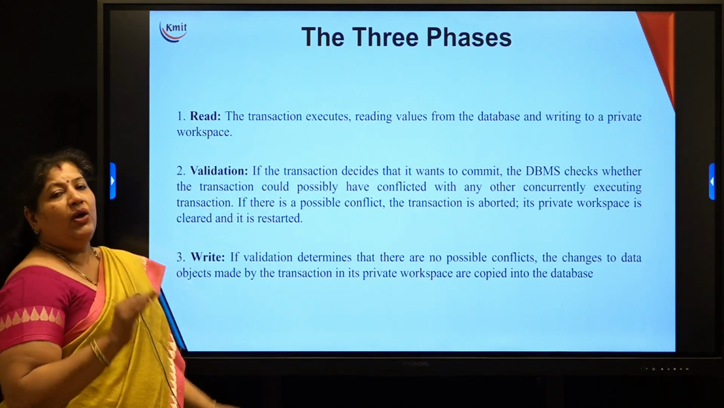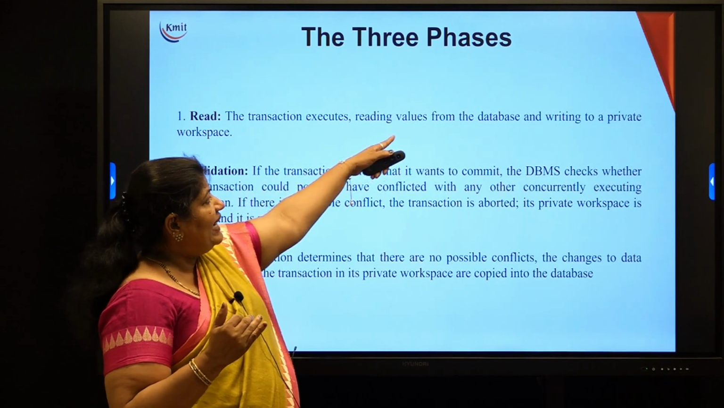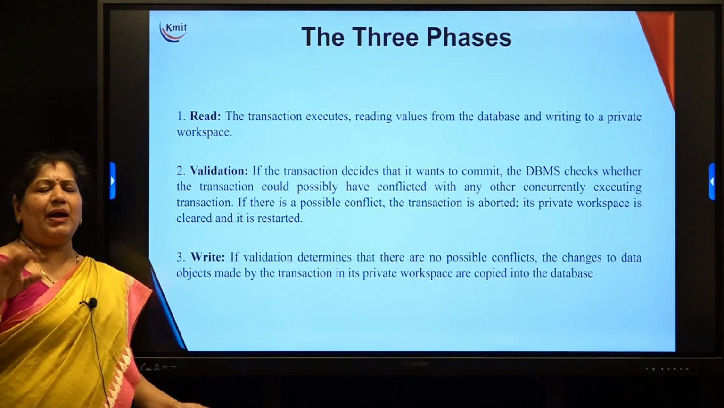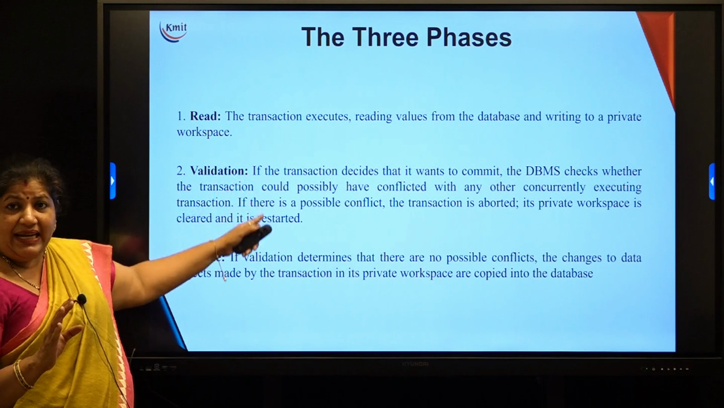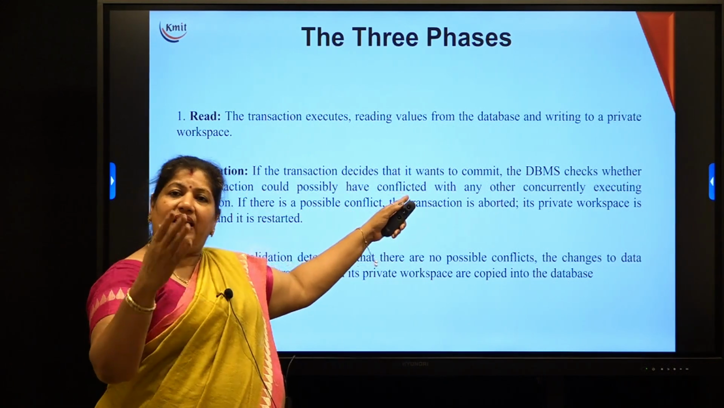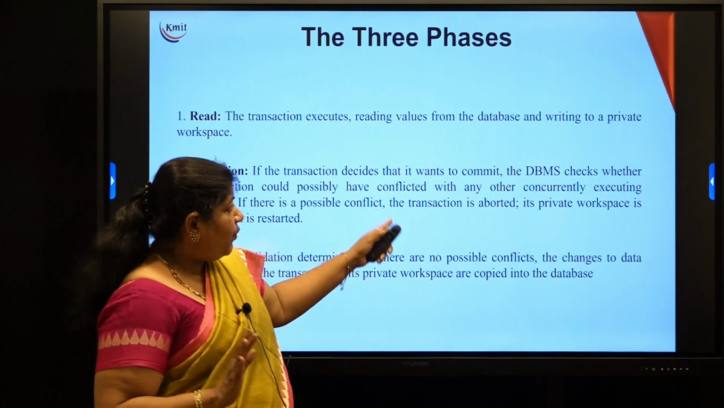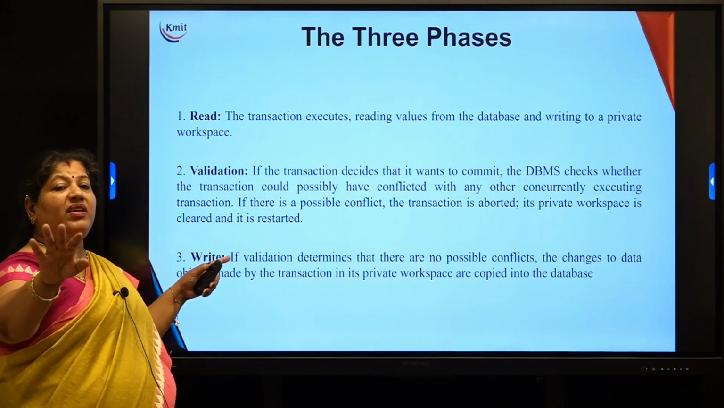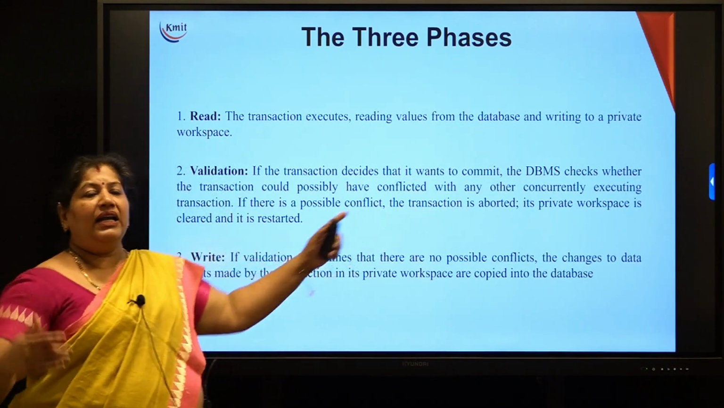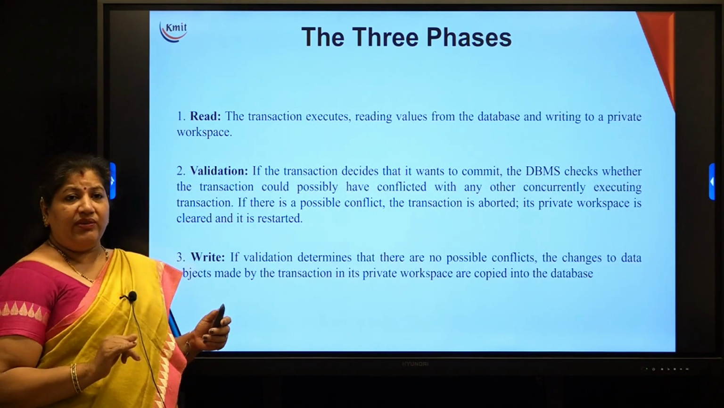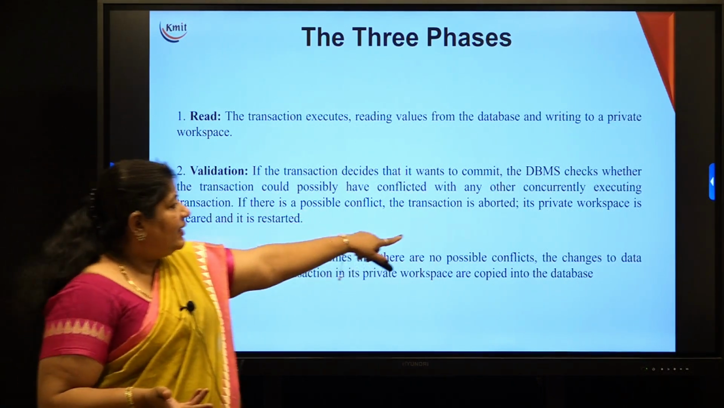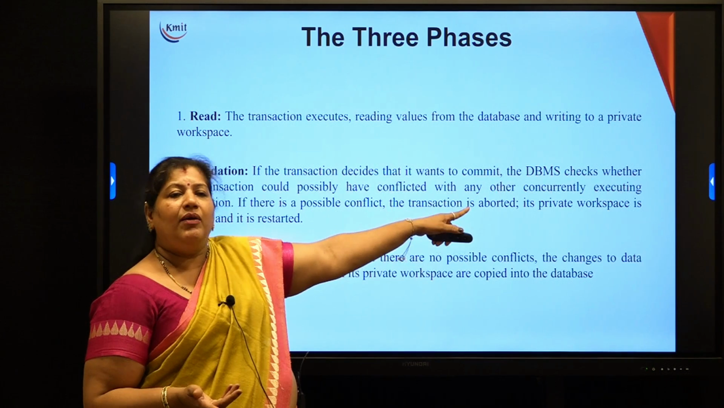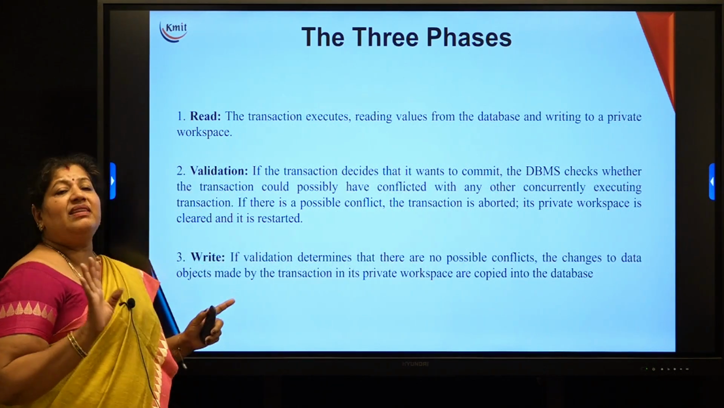First one is the read phase, where the transaction executes, reading values from the database and writing them into its private space. Okay, it never updates the database, only the private space. Validation phase is when it decides that it has completed and wants to commit. So before committing, the DBMS checks whether this particular transaction could possibly have conflicted with any other concurrently running transaction based on certain rules. If there is a possible conflict, the transaction is aborted, the private workspace is cleared, and it is restarted.